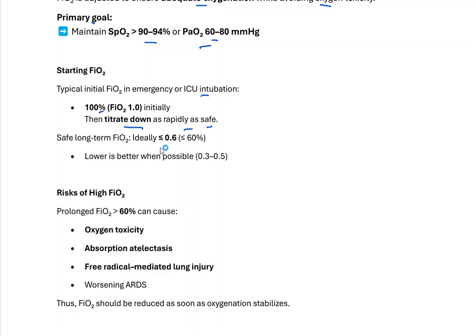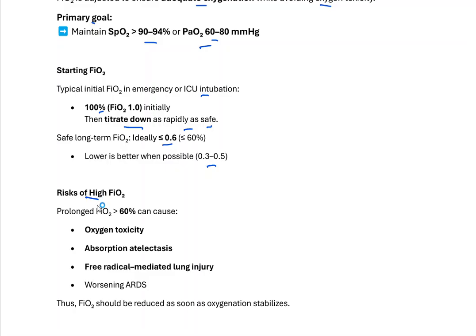And then the safe level is ideally you want it to be equal or below 60% of FiO₂. And of course, lower could be better. So don't leave the patient at 100% throughout the night. Make sure you wean it down, titrate it down below 60%.